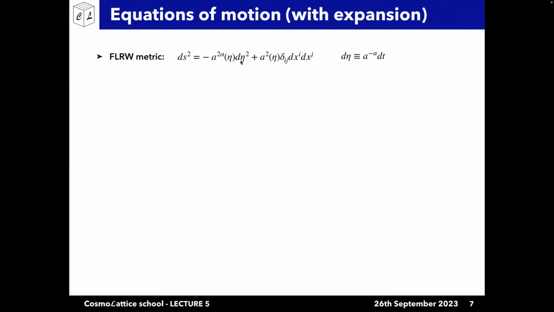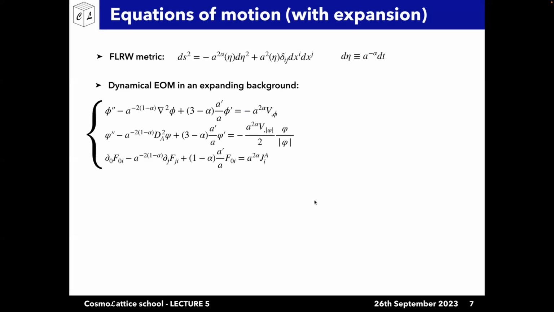Let's include the expansion of the universe. We are going to write the Friedmann-Robertson-Walker metric in alpha time, so you have a to the 2 alpha here. Remember, alpha equals 0 is cosmic time and alpha equals 1 is conformal time. So this time includes both cases, depending on the choice of alpha. And these are the equations of motion in the continuum, including the scale factor. These are the dynamical equations of motion. We have the equation of motion of the scalar singlet and the complex scalar, which in reality is two independent equations, because phi is complex here.